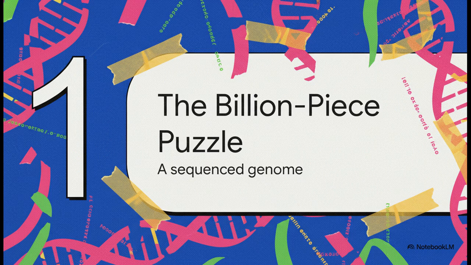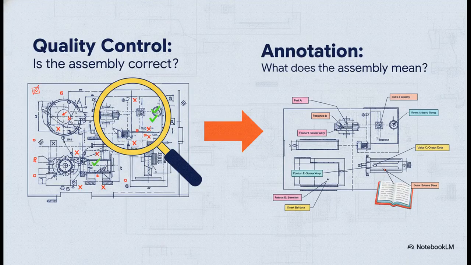So our very first job, before we do anything else, is to figure out if the blueprint we've just pieced together is even remotely accurate. To tackle this massive job, it all boils down to two key questions, and you have to ask them in this exact order. First up is quality control. Is the blueprint we've built actually correct? Is it reliable? Then, and only after we're sure about that, can we ask the second question, which is all about annotation. Okay, so what does it all mean?